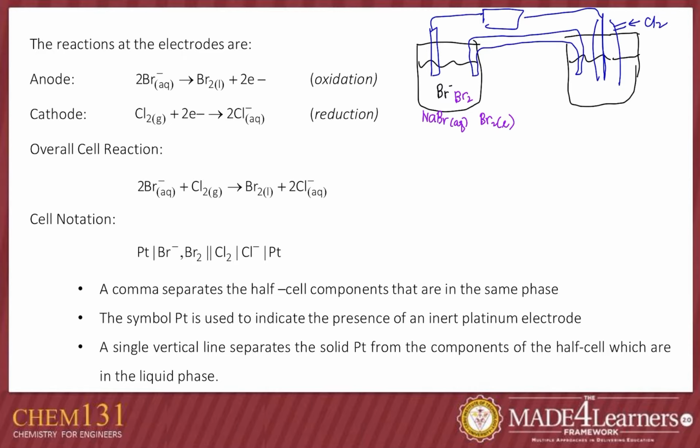Okay? So the bromide in sodium bromide keeps losing electrons to produce liquid bromine. And then on the other side, which has NaCl, the chloride ion keeps accepting electrons from here to produce chlorine gas. So there are bubbles there.